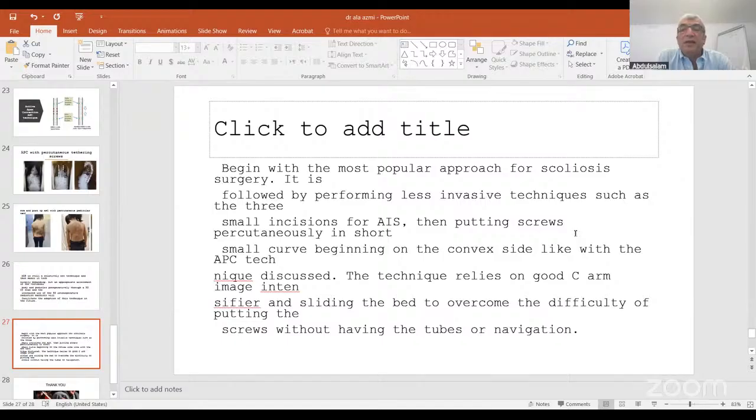And the technique relies on good C-arm imaging, image intensifier, and sliding the bed to overcome the difficulty of putting the screws without having the tubes or navigation. So it's not necessary that you have tubes or a navigator, but if you have rotation of the vertebra, you can adjust your C-arm so as to see how you can go, or you can adjust the table to make it much easier for you to go through it.